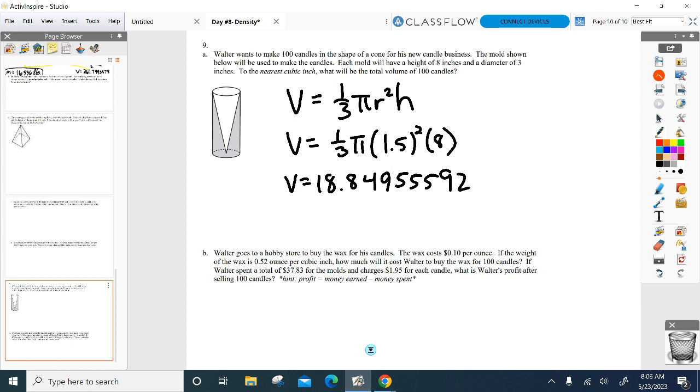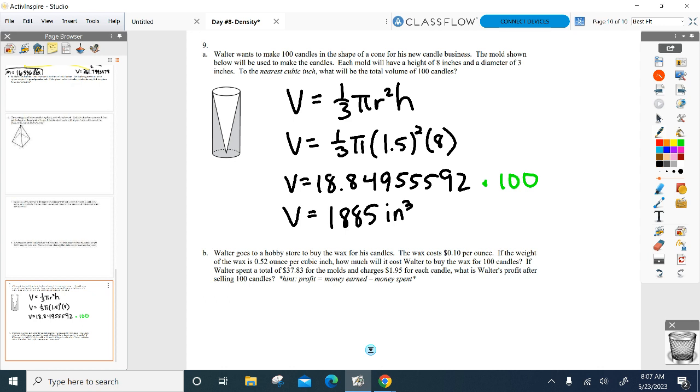Okay, there's one candle. Let's go 100, so times 100 of them. The volume, to the nearest cubic inch, is 1,885 cubic inches. We're all good on part A. Here we go, part B, and this is tomorrow, basically.